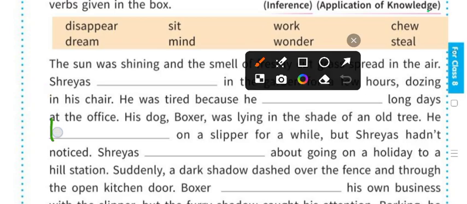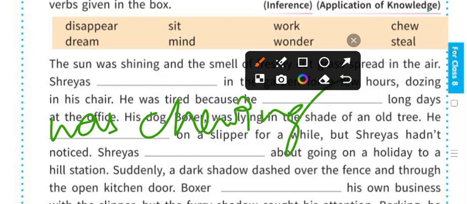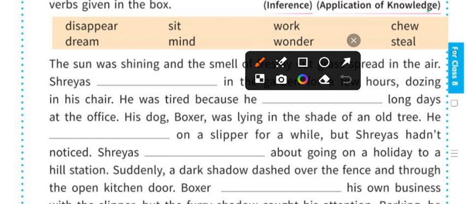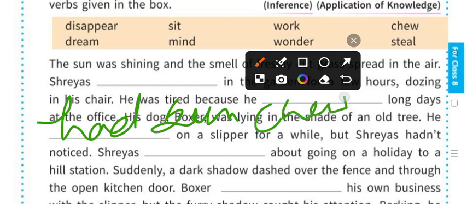He was chewing on a slip. Sorry, not was. He had been. Because we have to use only the past perfect continuous of the past tense. So he had been chewing. He had been chewing on a slipper in the shade of an old tree. He noticed, but Shreyas hadn't noticed Shreyas about going on a holiday.